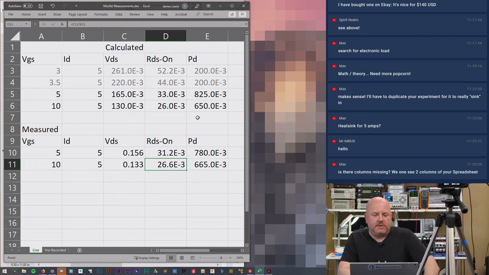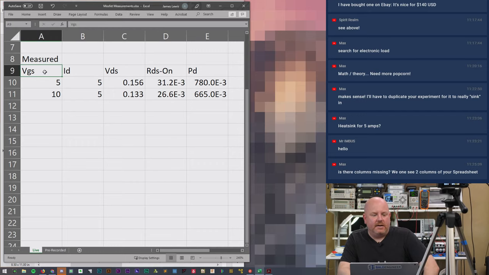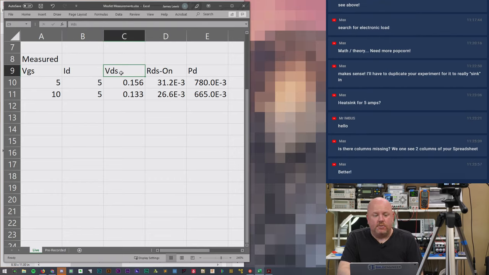Okay, let me re-explain what's going on, what I put in here. So just looking at this one, what did I turn the VGS on to? What was the current for the drain set to? What did we measure for VDS? And then what did we calculate for RDS on and power dissipated? So to calculate RDS on, I just took the VDS voltage divided by the current, Ohm's law. And then for power, we just multiplied current squared, so 5 times 5 times this resistance, and that's our power dissipated. So what we ended up getting is with a VGS at 5 volts, like you would get with an Arduino, the transistor is dissipating 780 milliwatts.